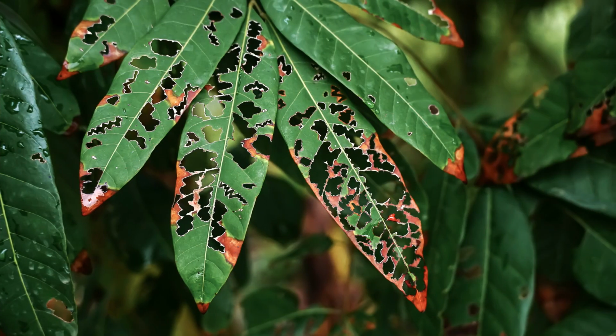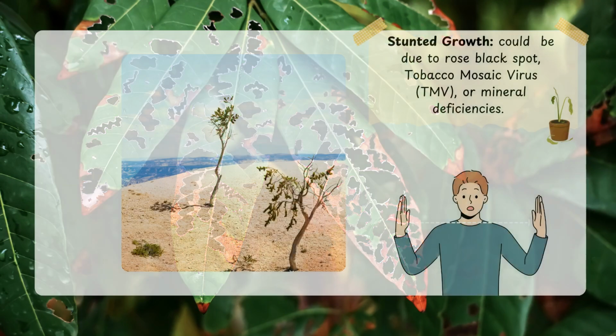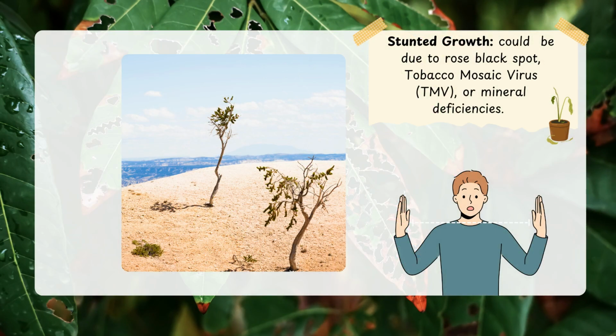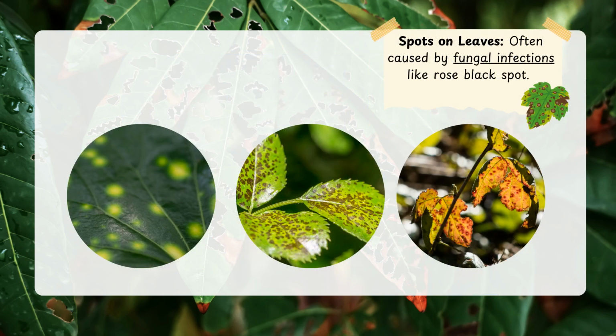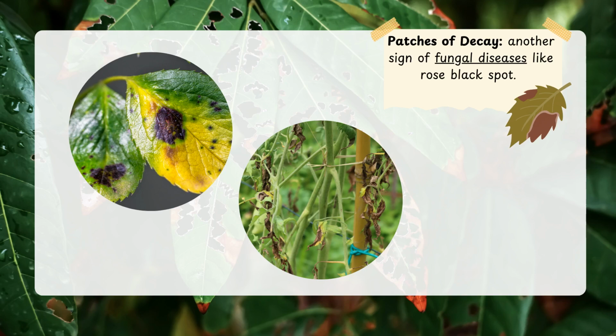There are several common signs that a plant might be diseased. The first is stunted growth. This can be due to several factors, including the rose black spot, tobacco mosaic virus, TMV, or mineral deficiencies. A second common symptom is spots on leaves. These are often caused by fungal infections such as rose black spot. A third symptom is patches of decay. These are another classic sign of fungal diseases like rose black spot.